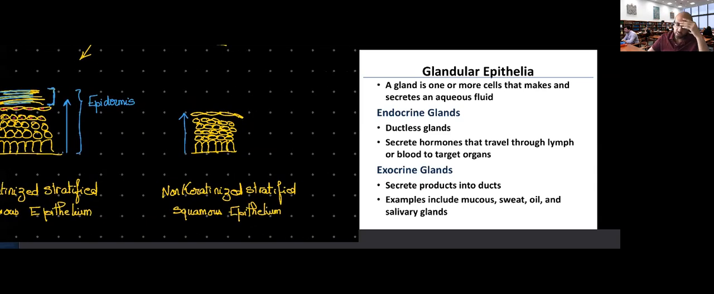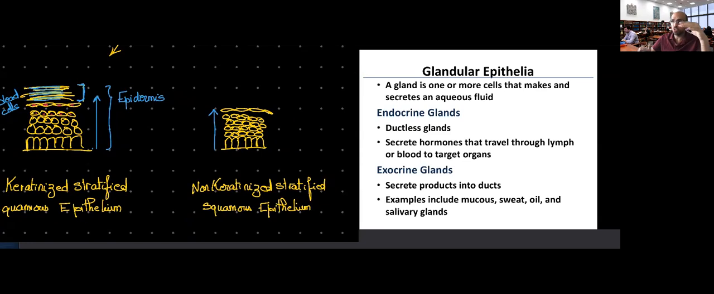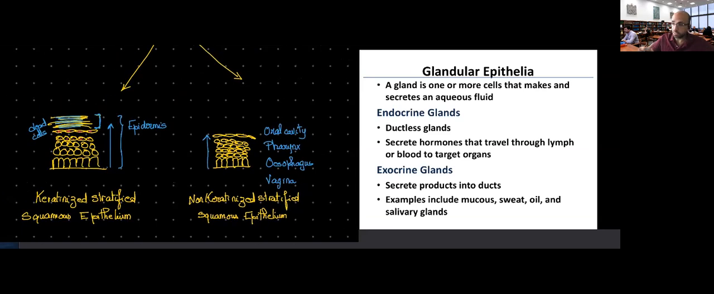How about the lining that requires a high level of protection, but not the maximal protection? Remember, those are parts of the body exposed to the outside, but they are not exposed all the time to the outside, like the skin. So this is going to be like the lining of the oral cavity, the pharynx, and the esophagus and vagina. Those are parts that are exposed from time to time to the outside.